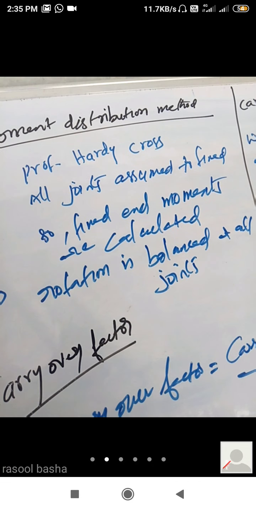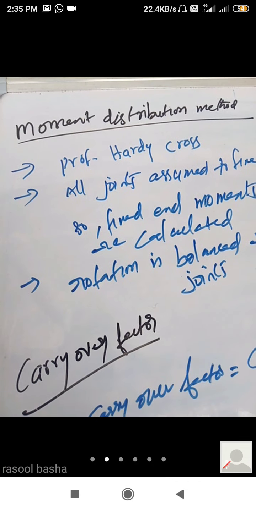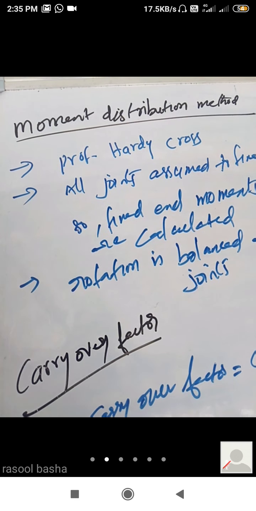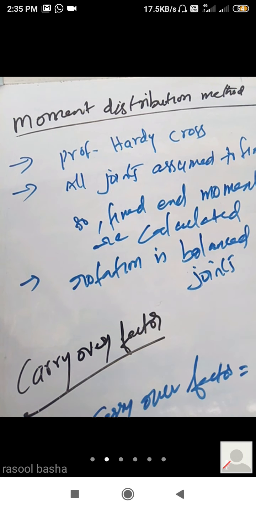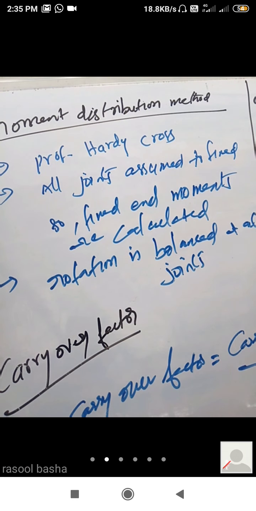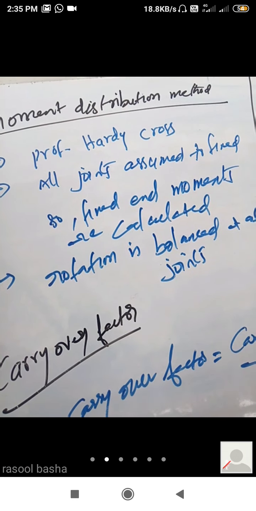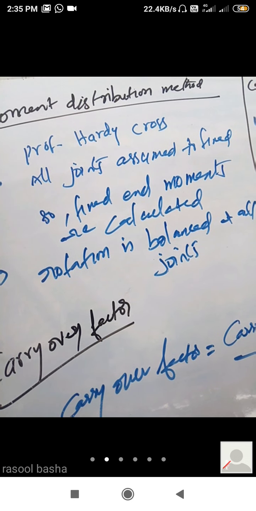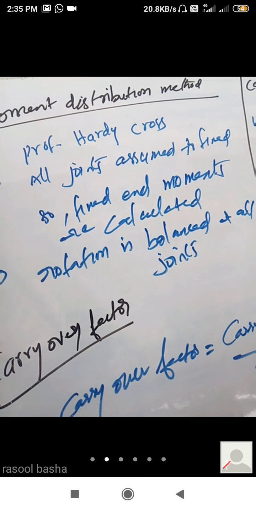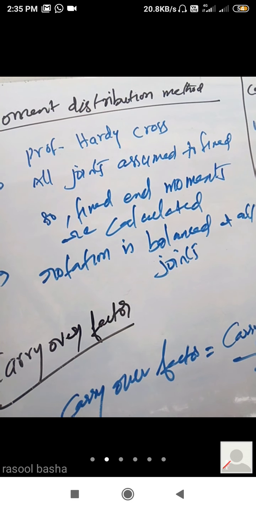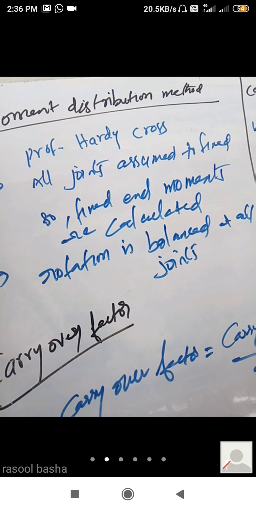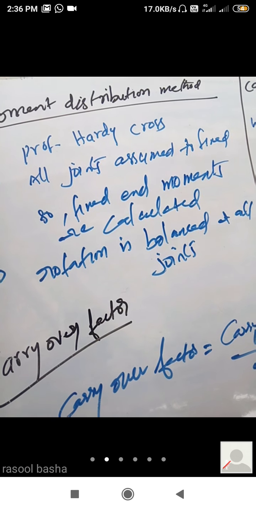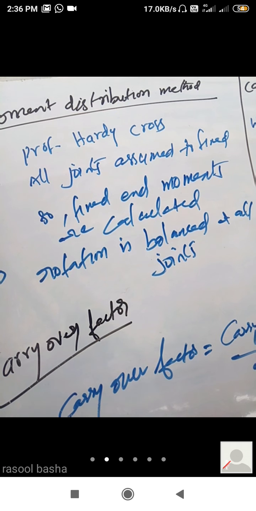The slope deflection method. So now you can see the moment distribution method. This method was suggested by Professor Hardy Cross. In this method, all joints are assumed to be fixed, and we find the fixed end moments. Rotation is balanced because of the fixed supports. We are assuming that it is a fixed joint, so that all rotation at a joint should be balanced. So this is a brief introduction to the moment distribution method.